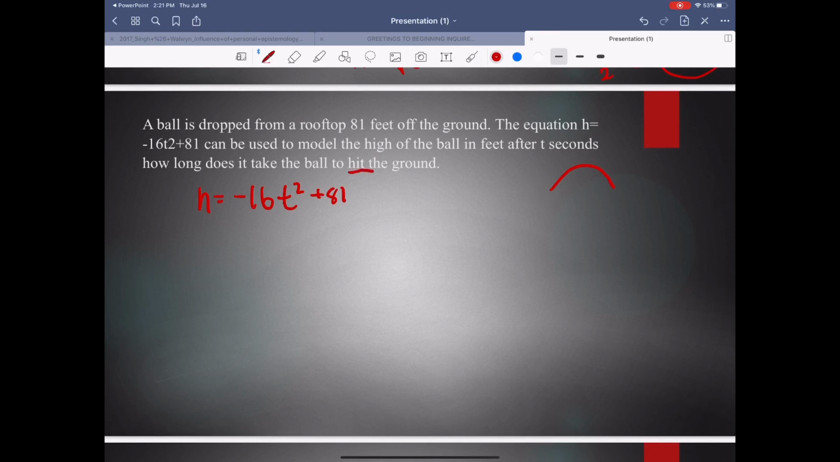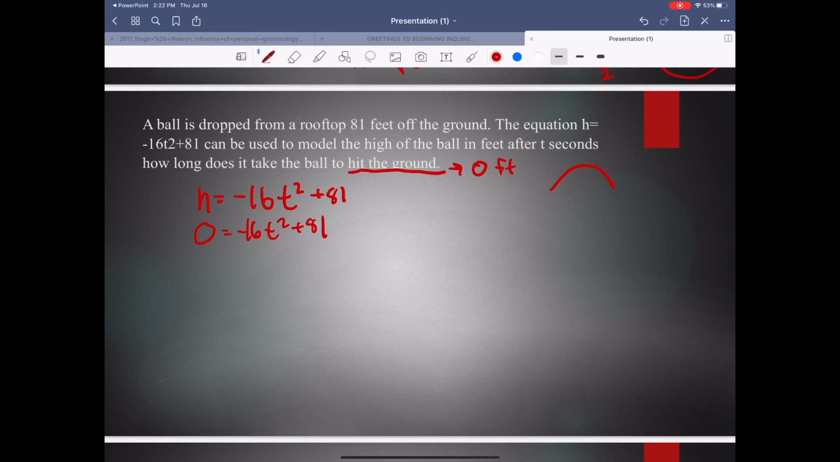So the key phrase here is "hit the ground," because they could always say that the ball is caught at a certain height, like 13. They could say it hit the ground. It could say multiple things. So that actually tells you that your height here is 0 feet. So my height is going to be 0, equal to -16t² + 81.